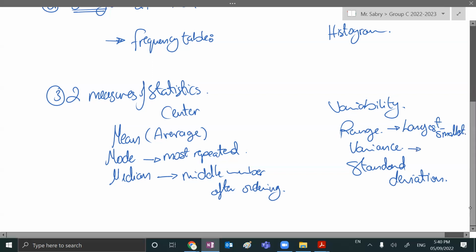What's the variance? The variance gives you an understanding, as I said, of how the numbers vary from each other, whether most of the numbers are far away from each other or not.